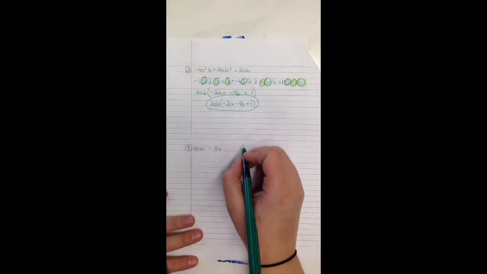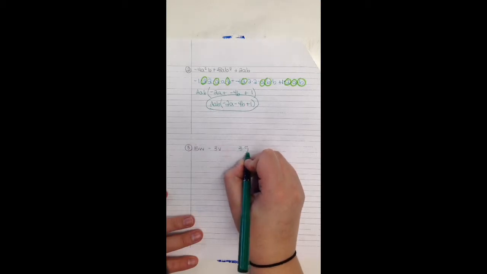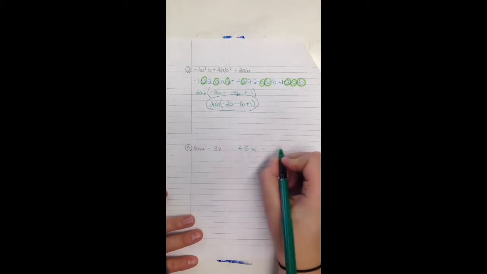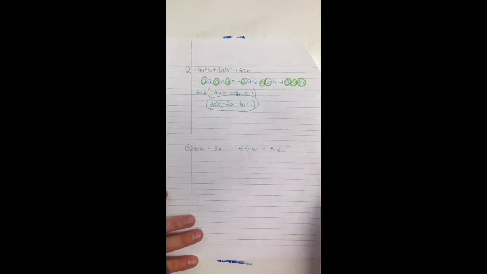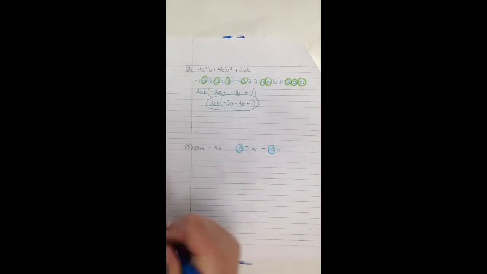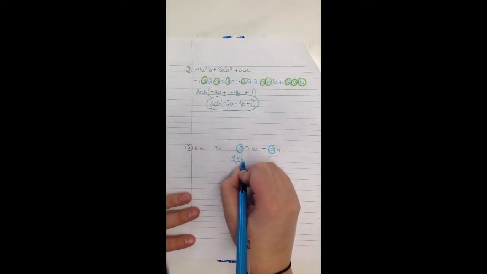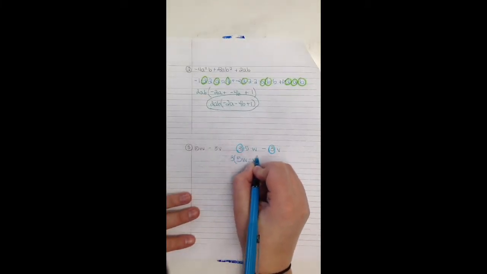I have 15W minus 3V, so I'm going to write these as 3 times 5 times W minus 3 times V. The only thing they have in common is a 3, so I just factor a 3 out and write what's left. 5W minus V is my final answer.